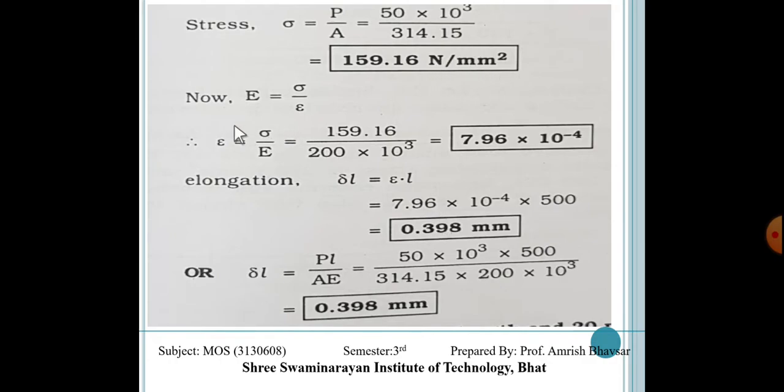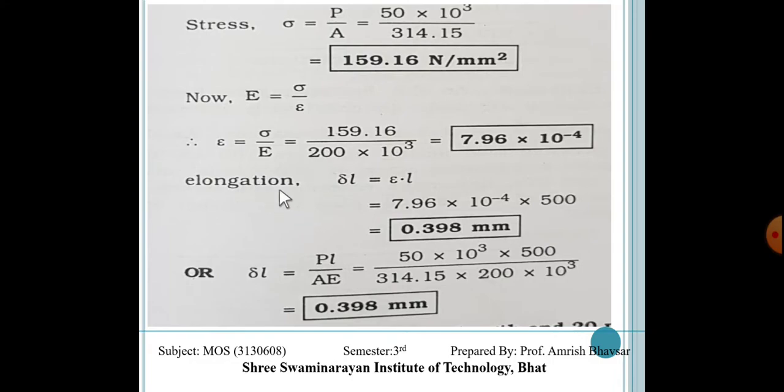Now we have the equation E is equal to sigma upon epsilon. We have E and we have sigma, so we can calculate epsilon from this equation, sigma upon E. So it is 7.96 into 10 raised to minus 4. Strain is unitless. It doesn't have any unit.